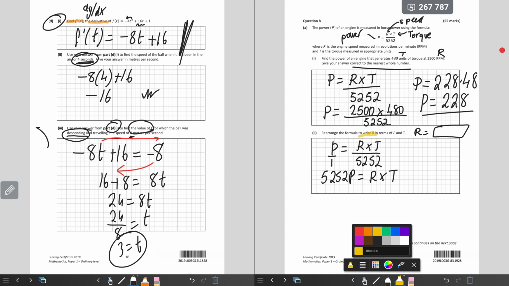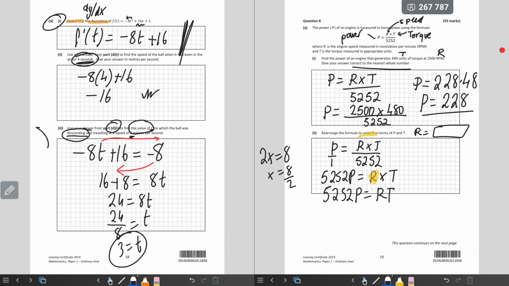Now we need to get R on its own. So how am I going to move that T? Is it simply a matter of coming across and changing the sign? It's actually not, because I'll show you this. R times T is RT, isn't it? 2 times X is 2X. Now, if I had for myself 2X is equal to 8, how do I get X on its own? Divide by 2, good. So when you're being multiplied, to get rid of it, you're going to divide. So how am I going to get R on its own here? Same as what I did over here. Divide by T, good.